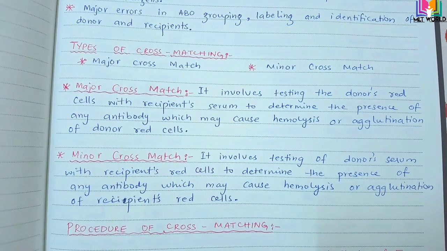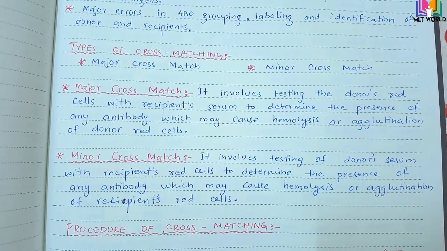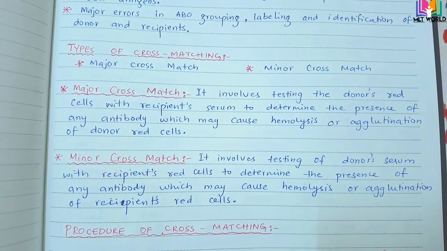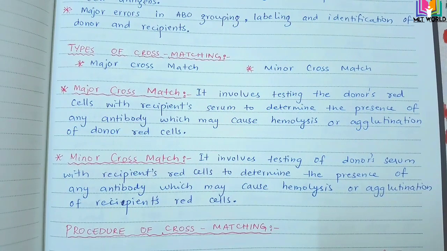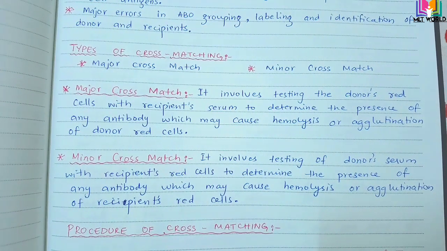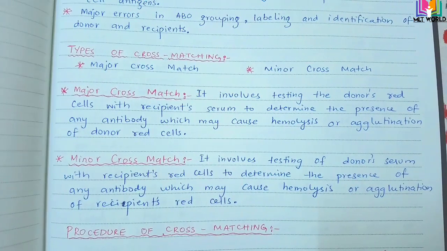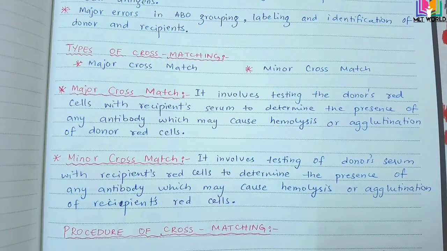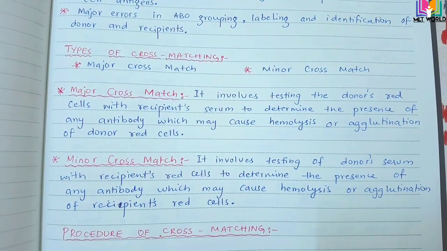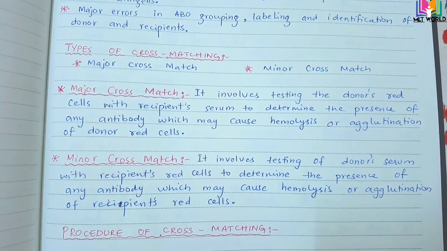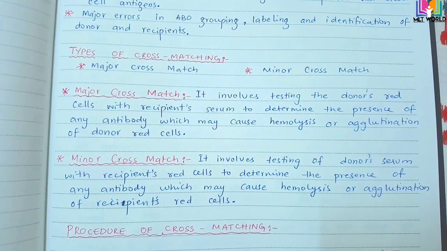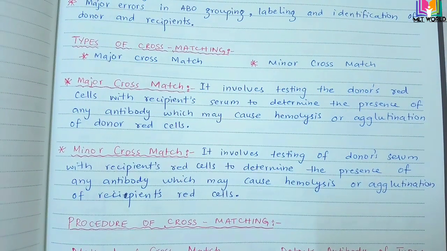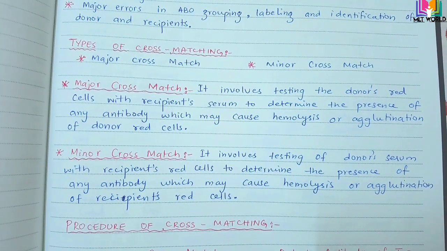Major cross match is more important than minor cross match, and mostly major cross match is performed. Why is it important? When we see the results and interpretation, we can understand why major cross match plays a more important role than minor cross match. But first, as basic knowledge, major cross match involves testing donor red cells with recipient serum to determine the presence of any antibody which causes hemolysis or agglutination of donor red cells.